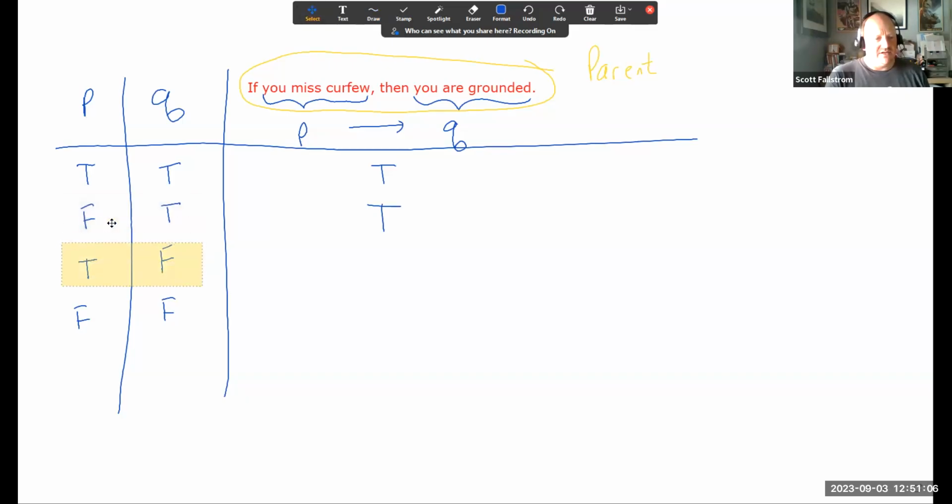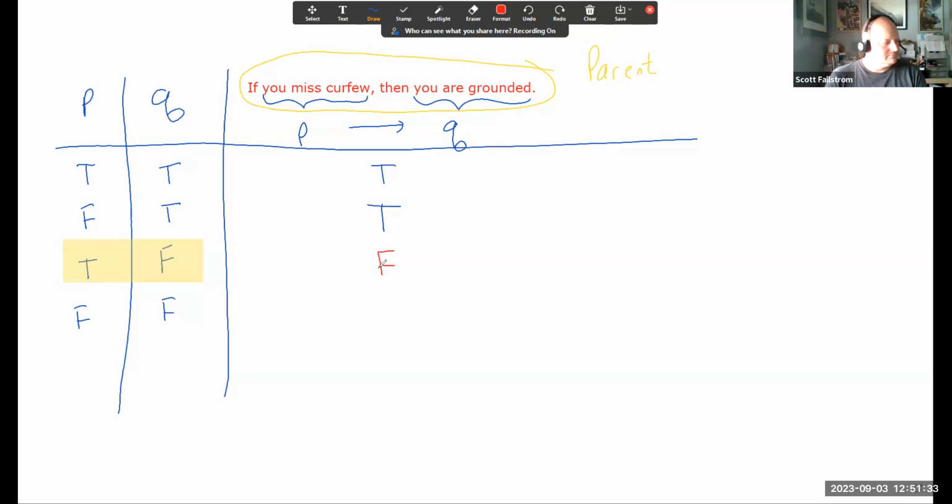Let's come down here to the next one. If you miss curfew, then you are grounded. Okay, let's see here. Did you miss curfew? Yes. Did you get grounded? Look at Q. No, you did not get grounded. But your parents said, if you miss curfew, then you're going to get grounded. But you didn't get grounded at this point. This is false.